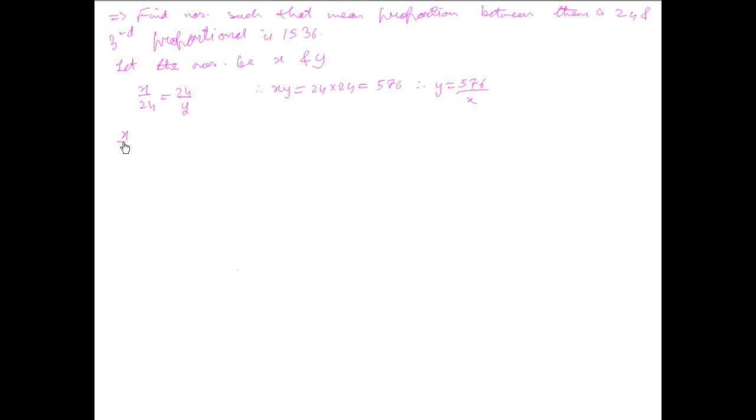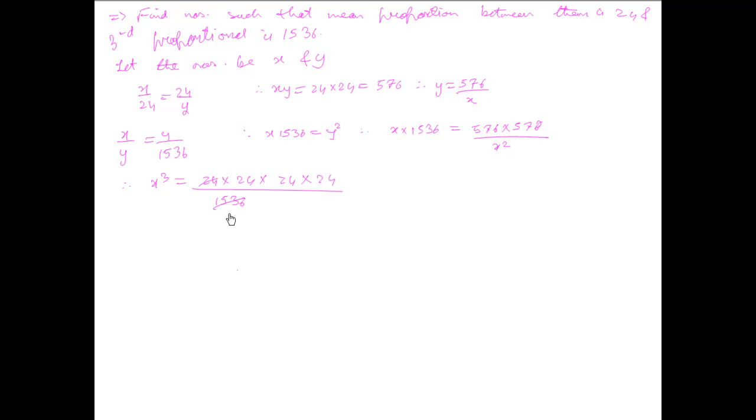Second condition, children, x upon y equal to y upon 1536. That's x times 1536 is equal to y squared. Now, children, we already have the value of y as 576 upon x, so y squared is 576 times 576 upon x squared. So that gives us, children, the value of x cube as 24 times 24 times 24 times 24 upon 1536. Children, the smaller the value, easier for us to divide. 576 squared would be longer to calculate, but this will be shorter for us to calculate.